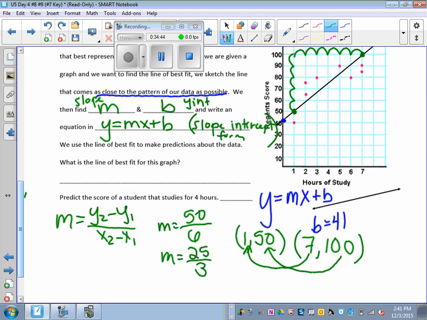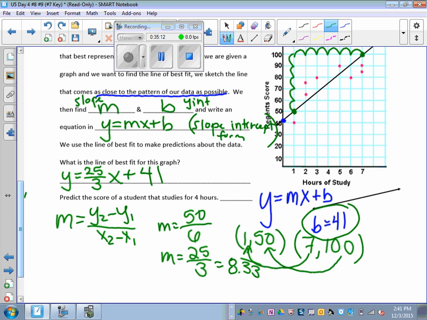And what was the decimal for that? 8.3 and it continues. Okay. Shows it continuing. That's true. Alright, so our slope is 25/3 or 8.3 repeating. Then y equals mx plus b, and my b value was 41.